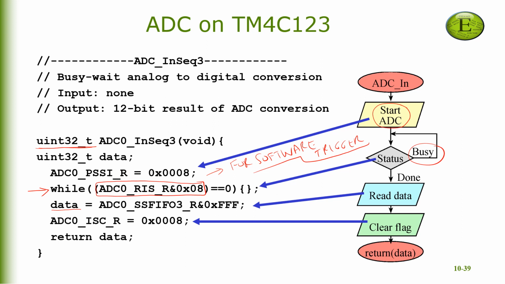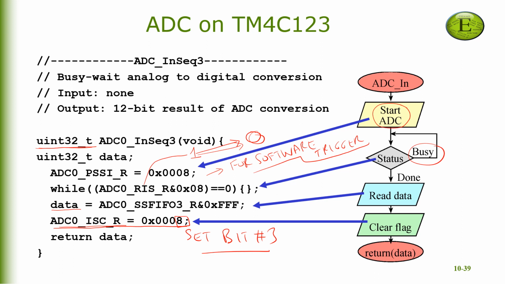But before that, if we intend to use the ADC to digitize the next sample, it is important to set the corresponding bit in the RAS. It has been set to 1. That must be cleared to 0. How do we do that? We write to the corresponding bit of the ISC register, this time bit number 3. So we are going to set bit number 3 of the ADC0 ISC register, and that is going to clear RAS bit number 3. And afterwards, we can safely return the data and exit the routine.